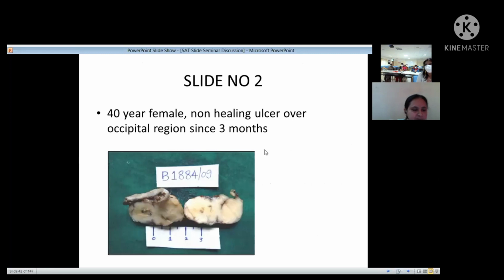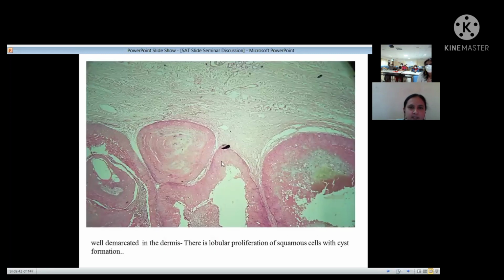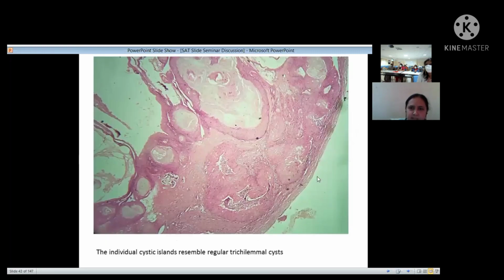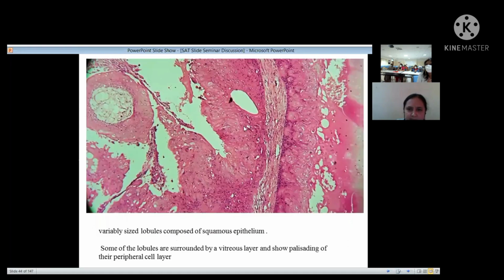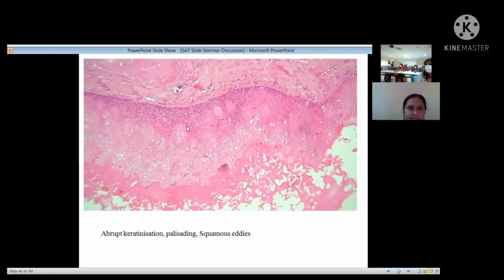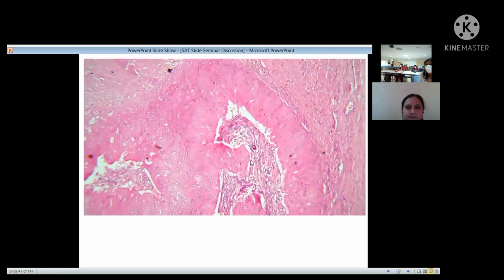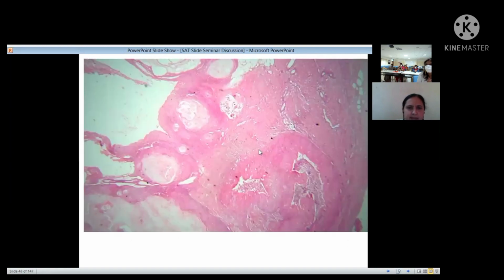So let us move on to this slide. As it was well described, these are the squamous lobules showing cystic change, and we can also see some palisading in these islands, which is covered by some fibrous tissue. Here also there is a layer of palisading, and there are some squamous eddies, and we are seeing this abrupt keratinization. Some giant cell reaction to keratin.